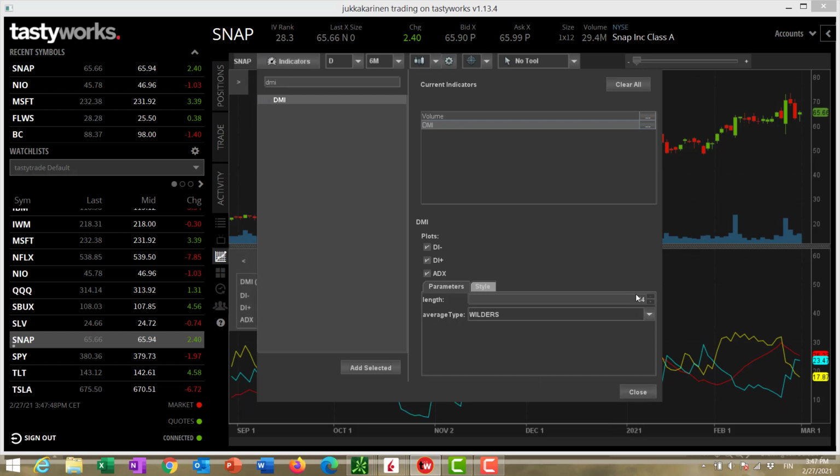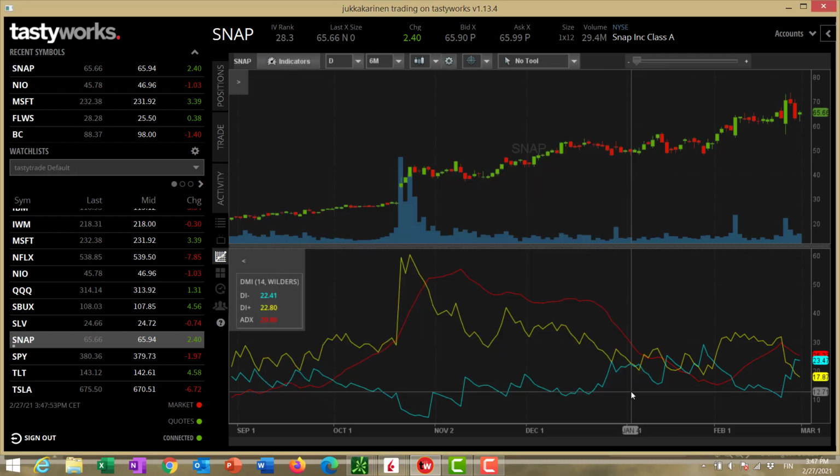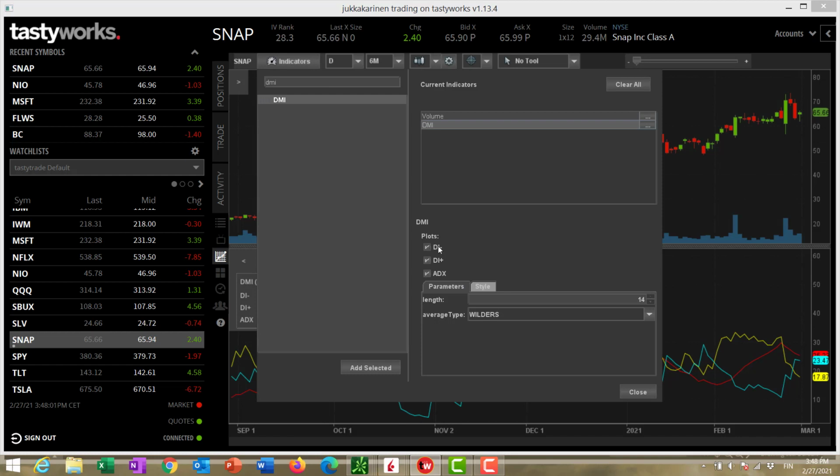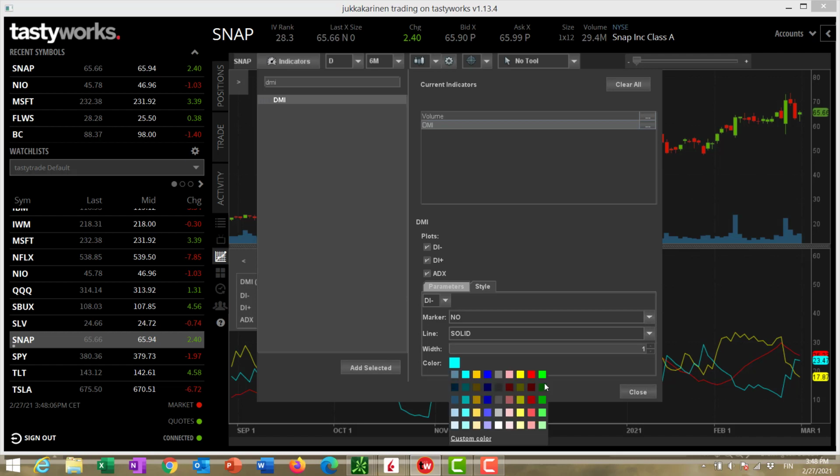And there we can say that it's 14 or 21 or whatever period we want to use, and average type is Wilders. I don't touch these, I just leave them be. Now the DMI minus, I can't work with these colors, so I'll need to go and change them right away. So how I basically understand these is that the DMI minus is the bearish one, the DMI plus is the bullish one, and to me the ADX is just whether or not there is a trend. And now I did something stupid. DMI plus is the bullish one, so this one.